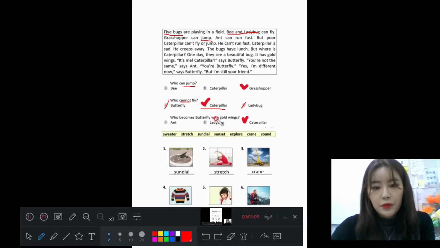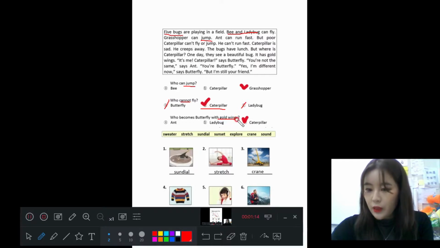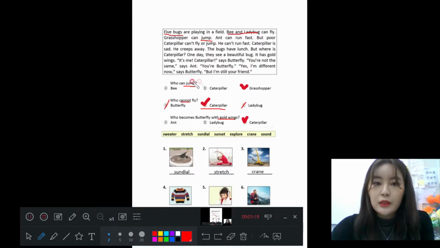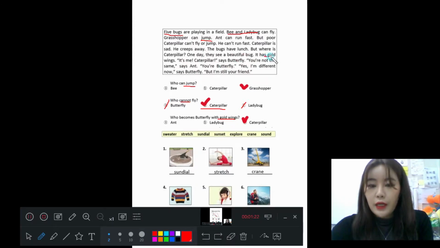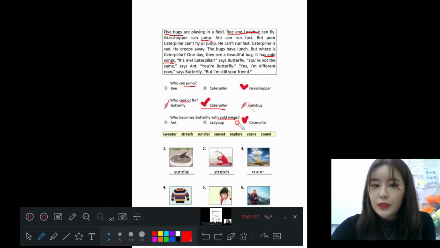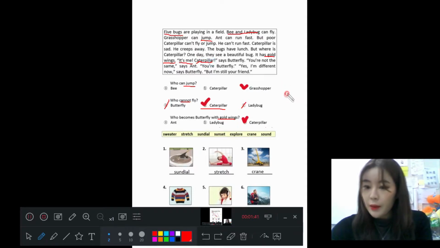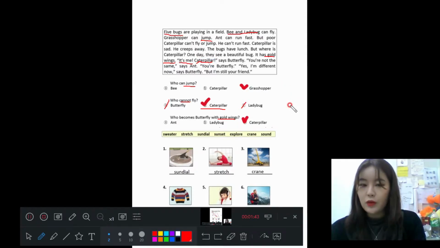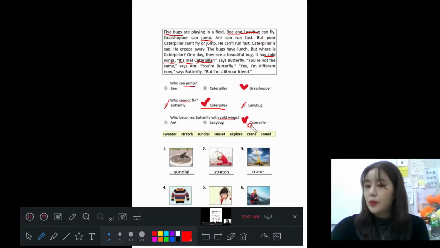And who becomes butterfly with gold wings? Oh, the gold wings is going to be the keyword from this third question. Let's see where the gold wing is. I see it right here, gold wings, right? And who became to have a gold wings? Let's take a look. One day, they see a beautiful bug. It has gold wings. It's me, caterpillar. There we go. The caterpillar just became the butterfly with the gold wings. So the answer is going to be C.